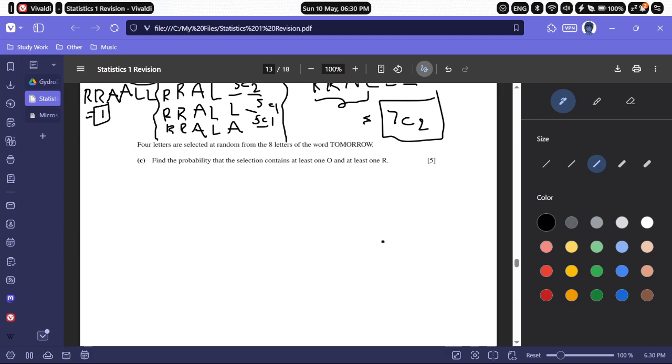Right. Now we come to probability. Before we dive into the question, I'll talk about why you have to consider the letters to be separate. So, a bit of theory.